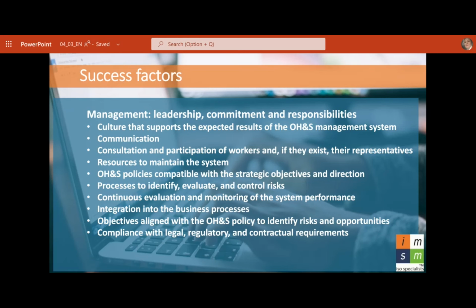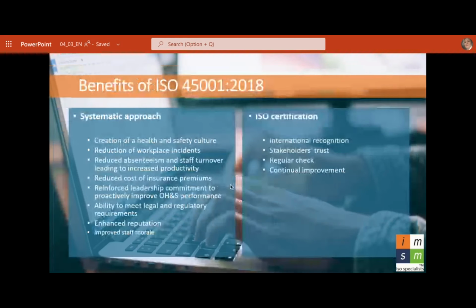So those are all the success factors, and they really just bring everything together. Because when you have the management team supporting occupational health and safety, everybody's on the same page. When you get everybody working off one sheet, then things really work well together.